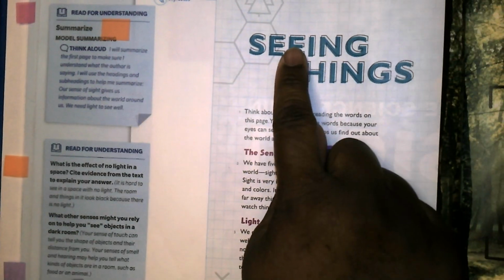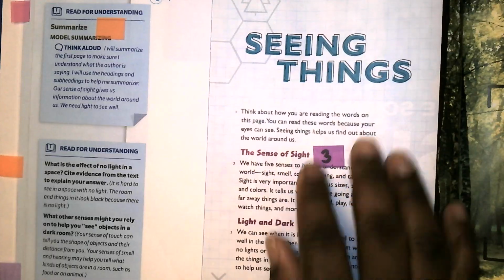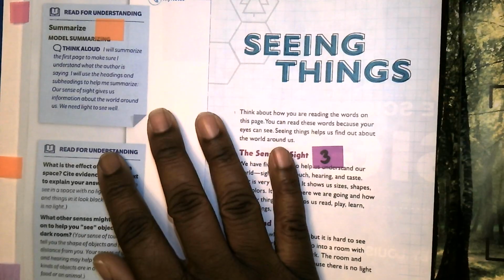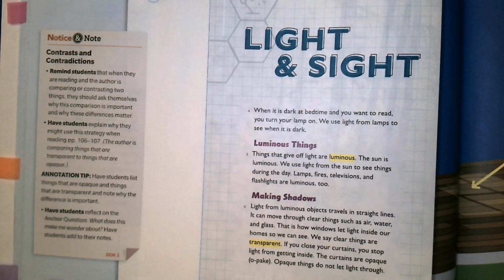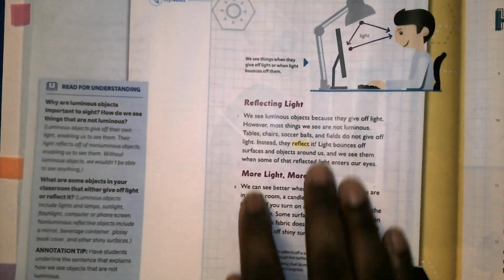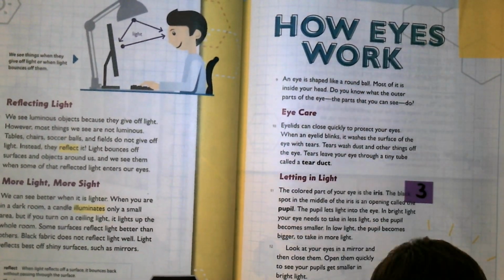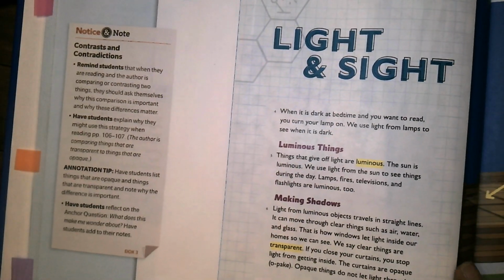And so what you want to do is, as you're going to each header, that's the section you're going to find the central idea of. So in this particular page, this is all about seeing things. In this section, it's all about light and sight. And light and sight keeps going to this page. And then on this page, it starts to talk about how the eyes work. So we're going to start here on page 106 on light and sight.